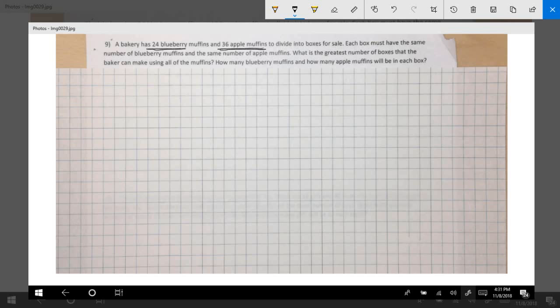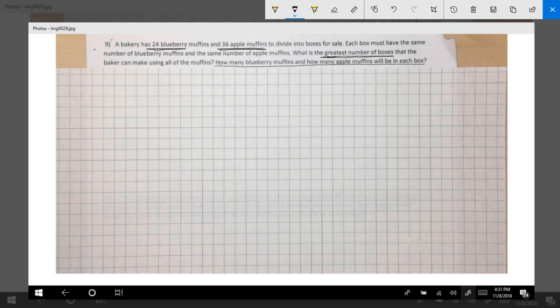What is the greatest number of boxes? Okay, so that's one of the questions. I'm going to underline that the baker can make using all of the muffins. So we have to use all of the muffins. How many blueberry muffins and how many apple muffins will be in each box? Okay, so that would be a second question. So there's going to be two parts to this question.